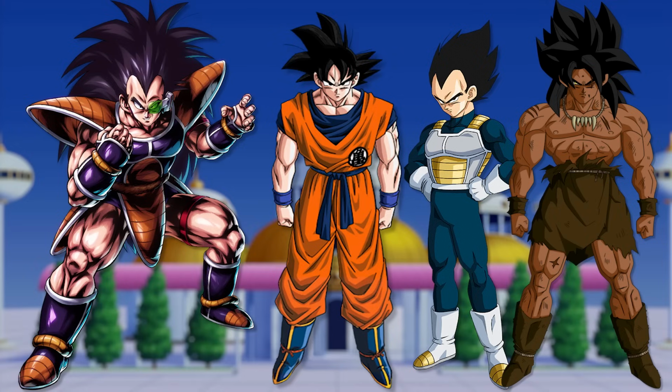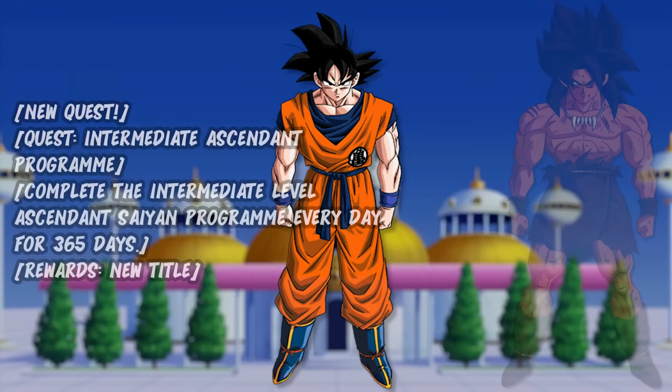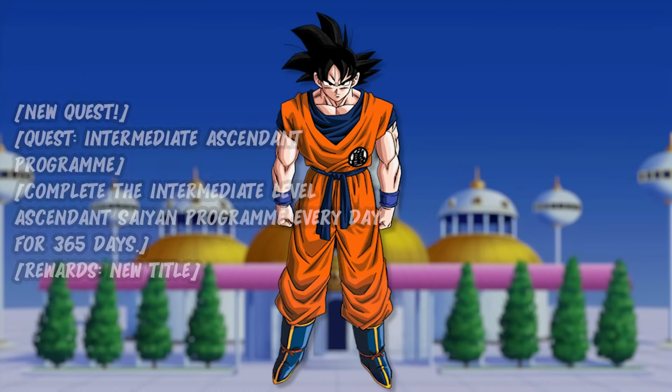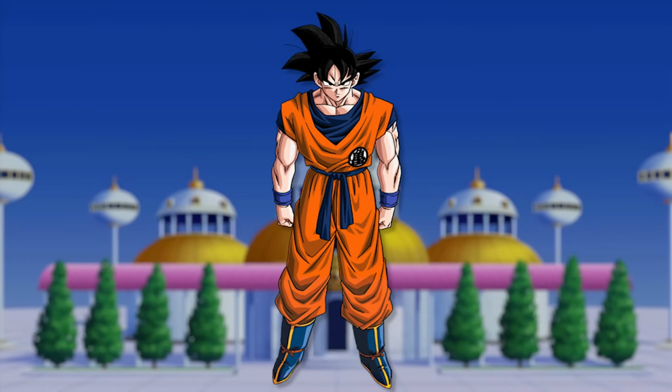Goku decides to spend his last year on his own, and does this because of this special quest that he receives. "New quest, Quest Intermediate Ascendant Program. Complete the intermediate level Ascendant Saiyan program every day for 365 days. Rewards, new title." Goku is happy to see what this quest is going to give him as a reward for completing it, and he hastily enters the Hyperbolic Time Chamber to begin.